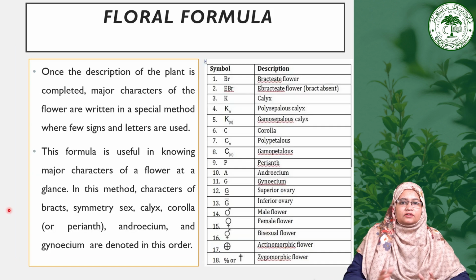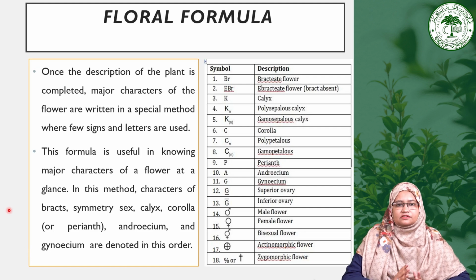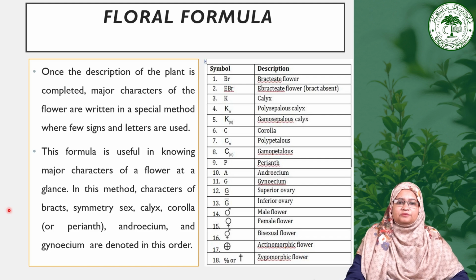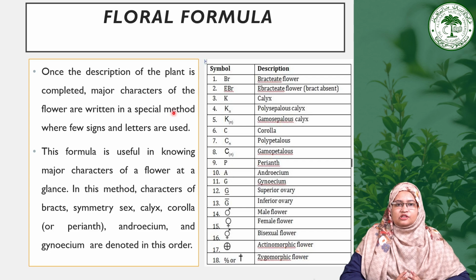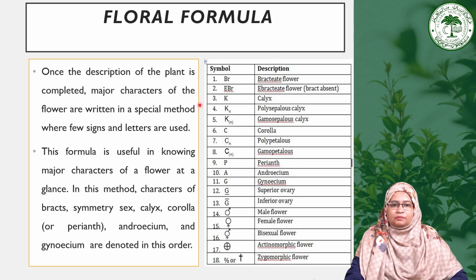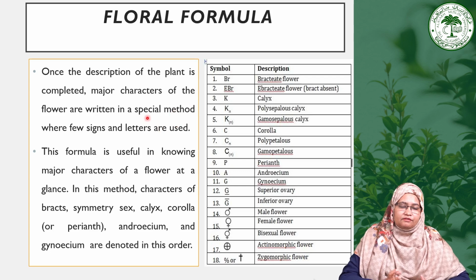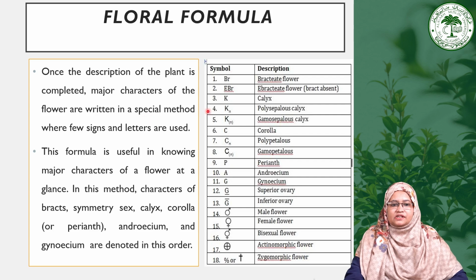So this is all about the floral parts. And if we have to describe a flower, we have to discuss how to write a floral formula. So lastly, we are going to discuss the floral formula. Once the description of the plant is completed, we have to give a particular floral formula depending upon the number of calyx, corolla, androecium and gynoecium, and what types of adhesion and cohesion are present in this particular flower. And there are different symbols for each part of the flower.